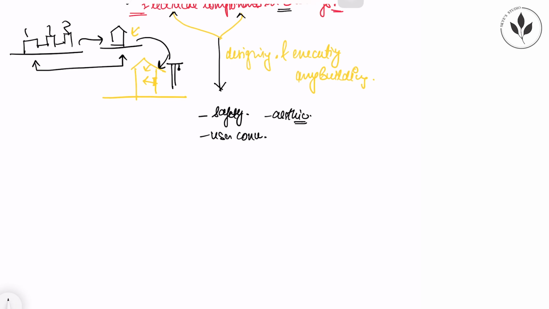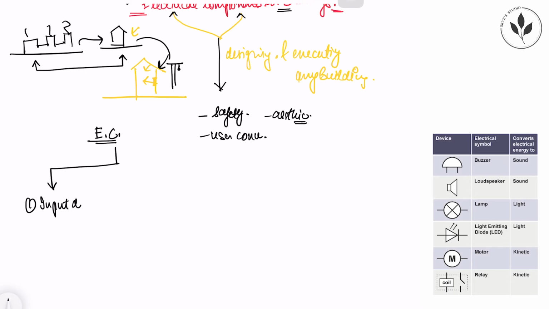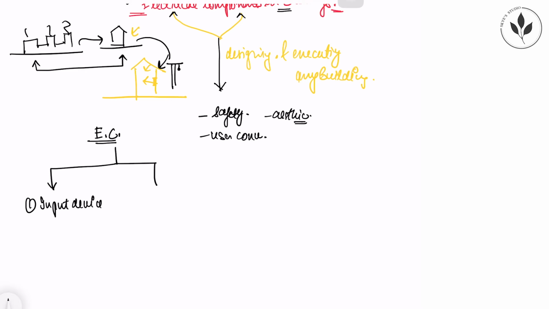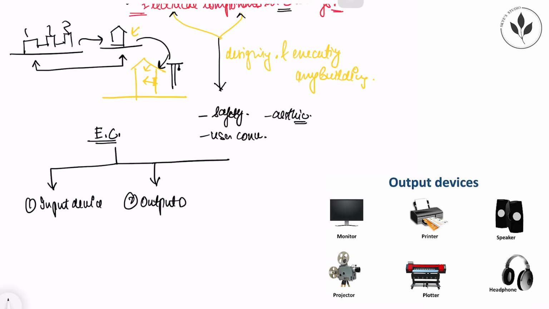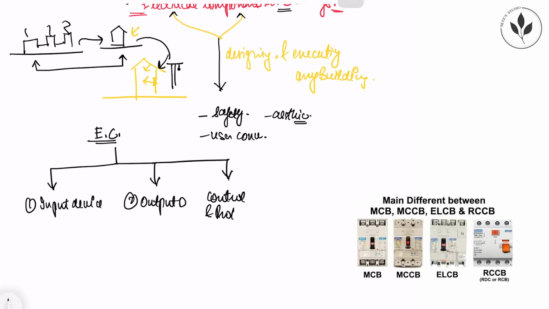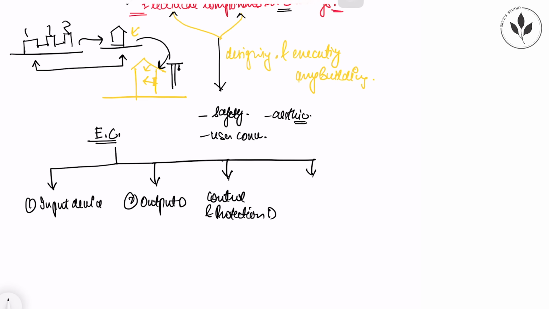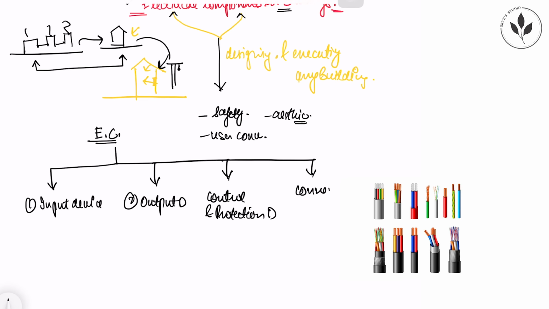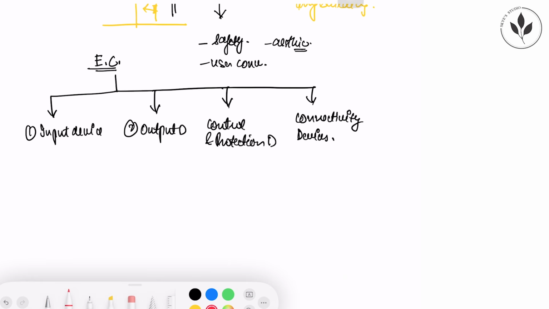So let's divide our electrical components into 4 types. Basically, the broader categories are divided into 4 types of devices. The first type is our input device. Then we have output devices. Then the third type is control and protection devices. And the last one is connectivity devices. Let's start with the input device.